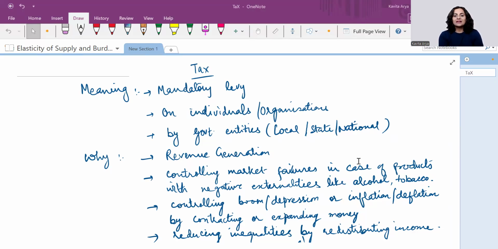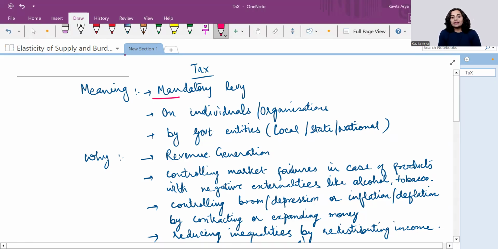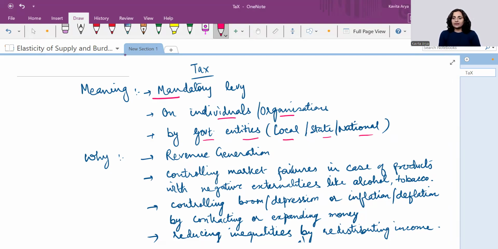In this video, we are trying to cover what's the impact of elasticity of supply on the incidence of tax on buyers and sellers. So let's proceed with the help of some diagrams and some written explanation. So we know tax is a mandatory levy which is levied on individuals and organizations by the government entities, which can be local, state and national government. Right. And this is one of the most important fiscal policy tools of the government.